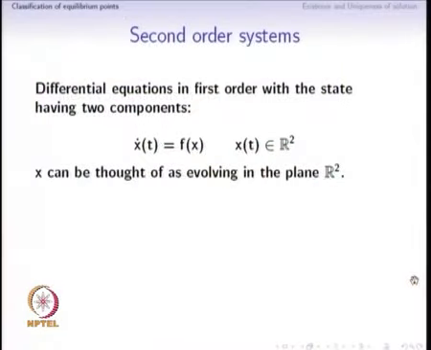So, having seen this, we will proceed to the situation of second order systems. After having seen the first order case, what is first order? When x has only one component, the scalar situation. After having seen this, we will proceed to the second order case where x has two components. The situation when x has two components has many different possibilities, and these different possibilities will also throw some light about what can happen when x has more than two components.